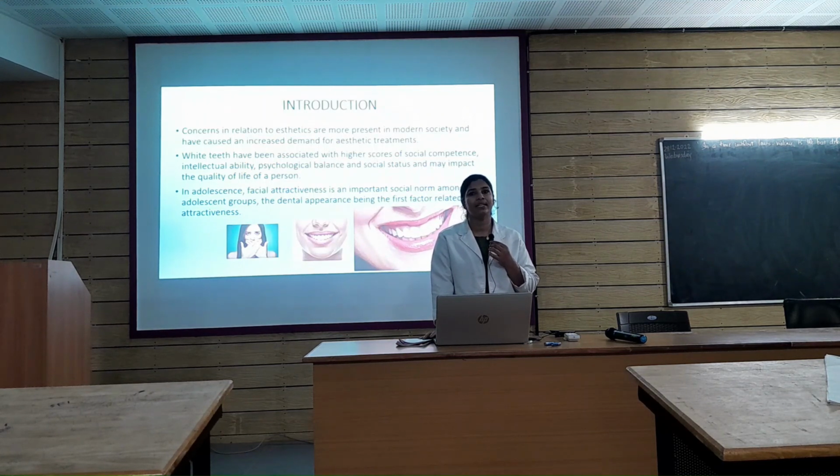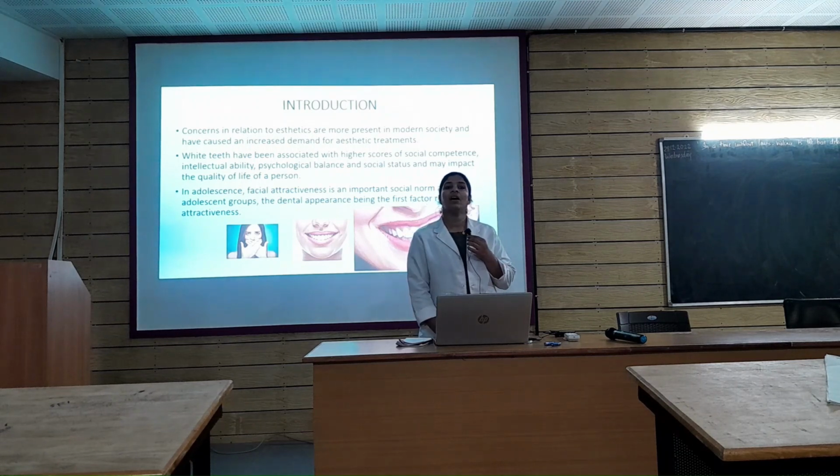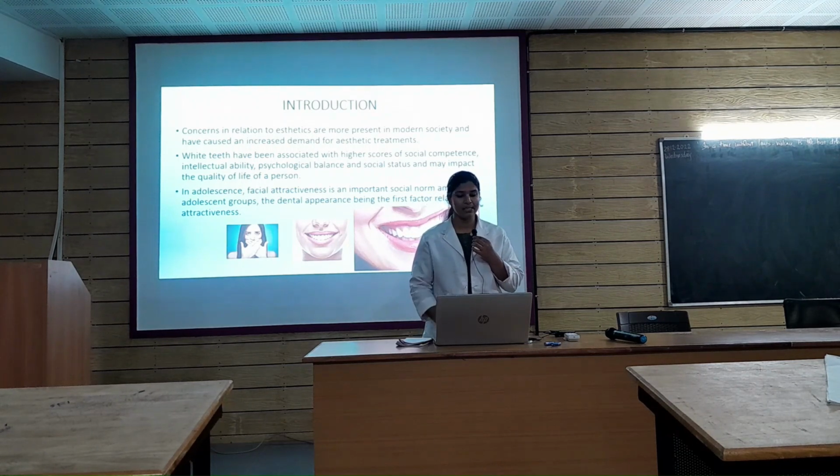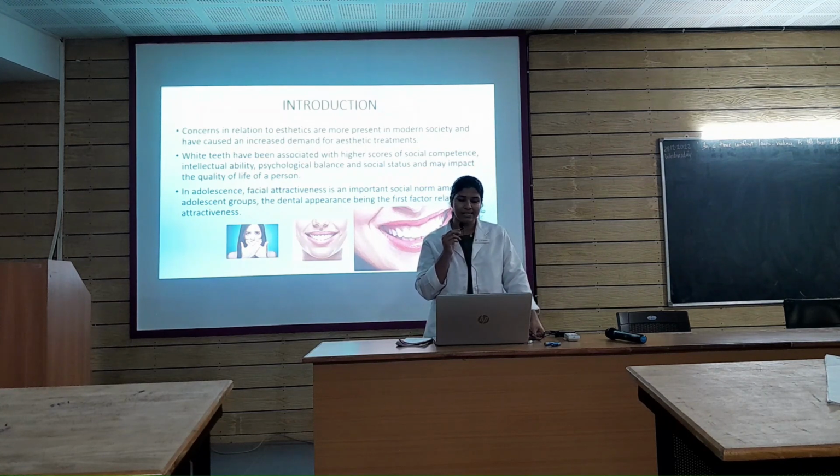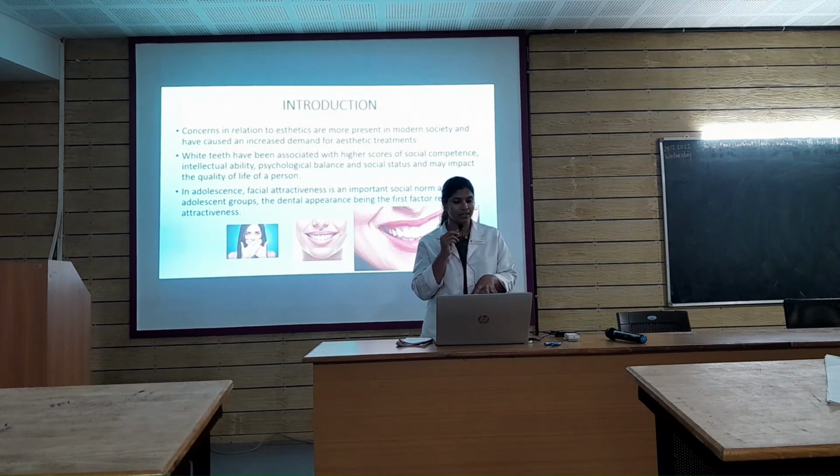White teeth, as we all know, are considered to have a higher scope of social competence, intellectual ability, psychological balance, and social status, and may impact the quality of life of a person. In the life of adolescents, they may focus on their facial attractiveness, and in considering facial attractiveness, dental appearance is considered the first factor related to their attractiveness. That's why they are more focused on orthodontic treatment.